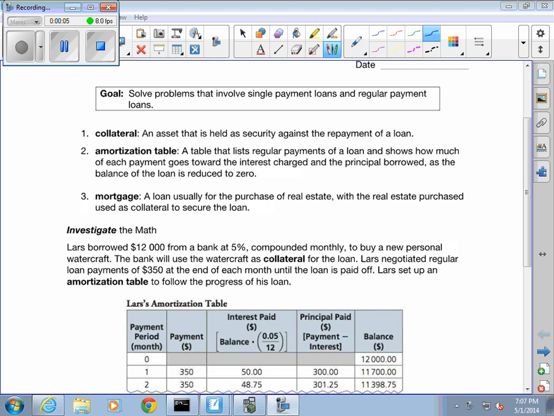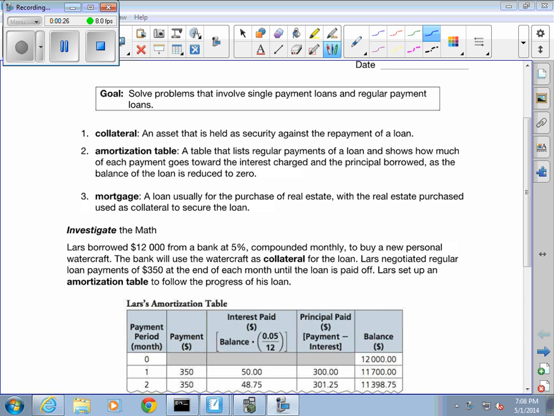All right, section 2.1 is analyzing loans. So what we're going to be doing is a comparison of single payment loans and regular payment loans to see which is better, or why you get a better deal doing one over the other.